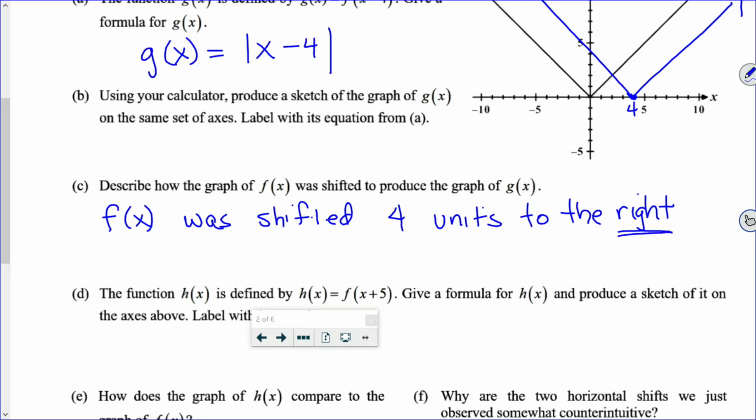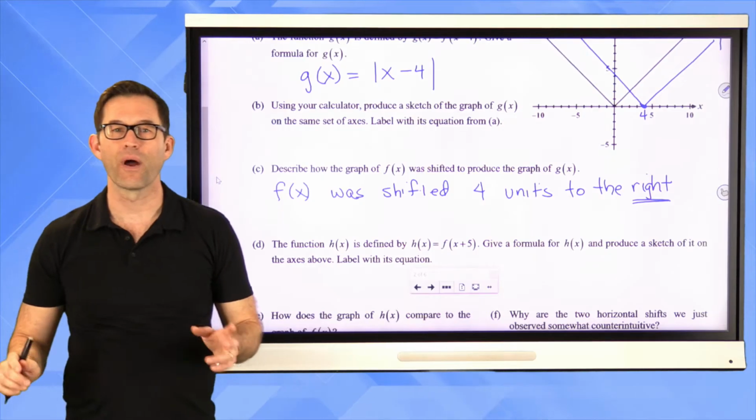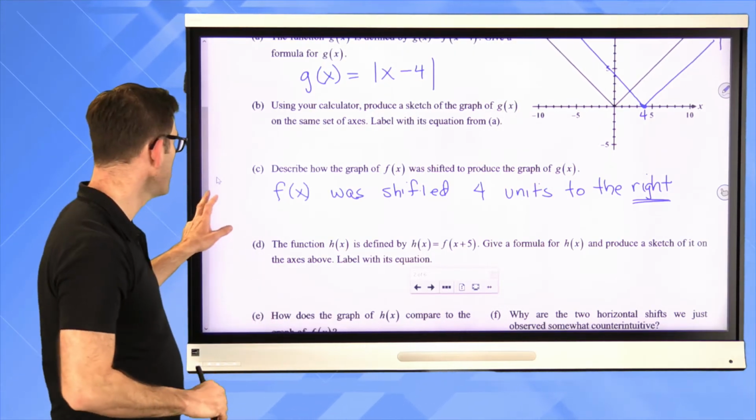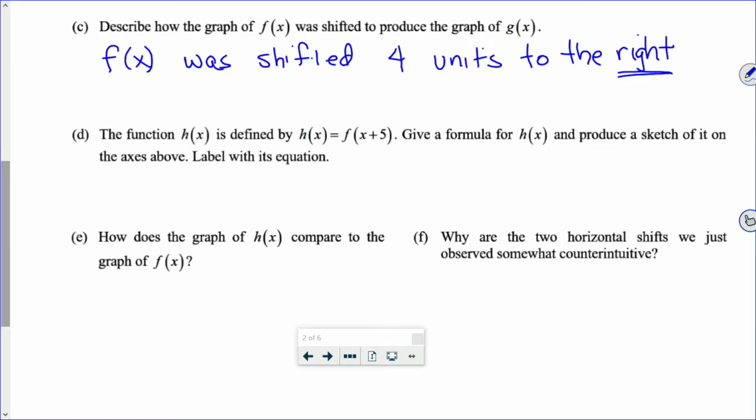Okay, and that is very important. f of x was shifted 4 units to the right. Okay, now let's just put that to bed for a moment. Let's take a look at letter D. The function h of x is defined by h of x equals f of x plus 5. Give a formula for h of x and produce a sketch of it on the axes above.